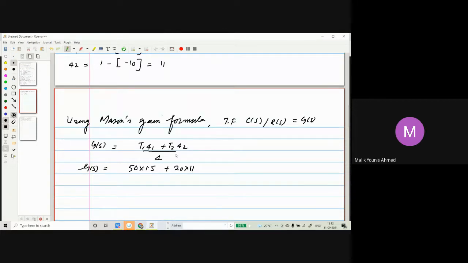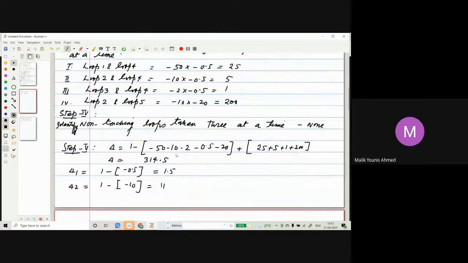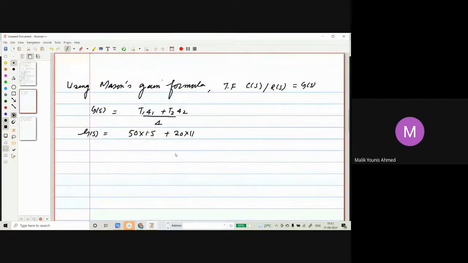And then delta is how much? Delta is 314.15. If you calculate this, the value comes out to be 937. So G of S is 0.937.